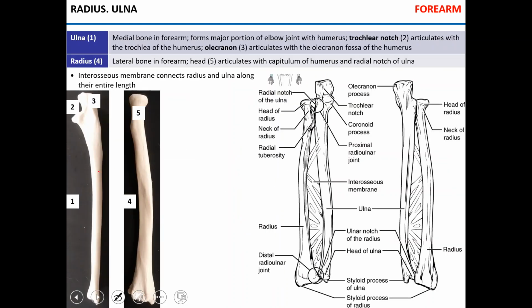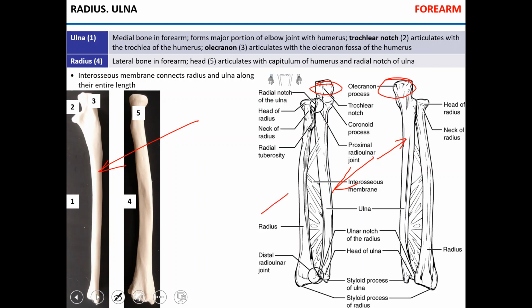So this is ulna. It's the medial bone of the forearm. You can see it right here. It forms a big portion of the elbow joint. So this trochlear notch is what articulates with the trochlea on the humerus. And olecranon process articulates with the olecranon fossa of the humerus.